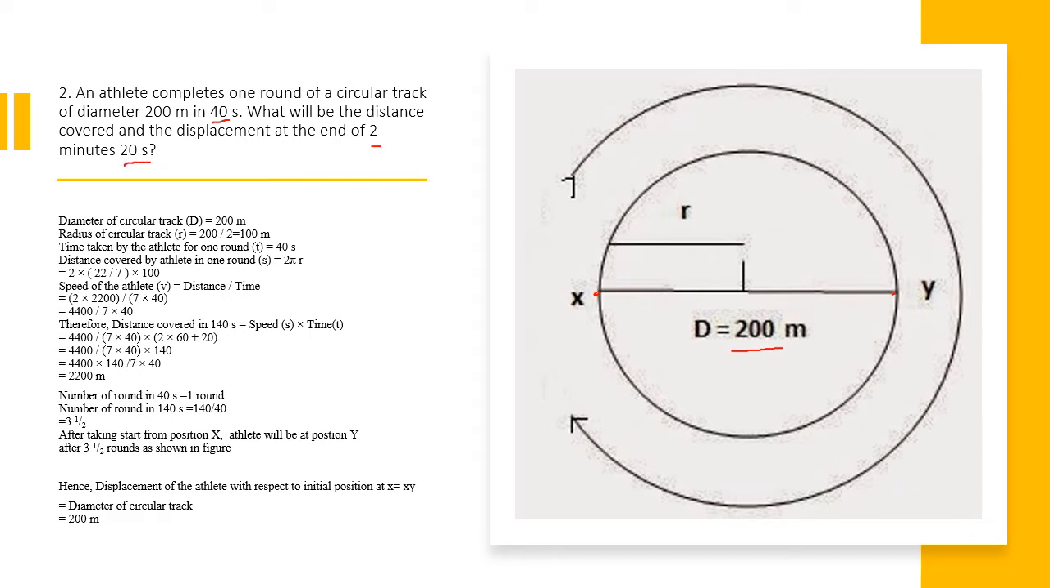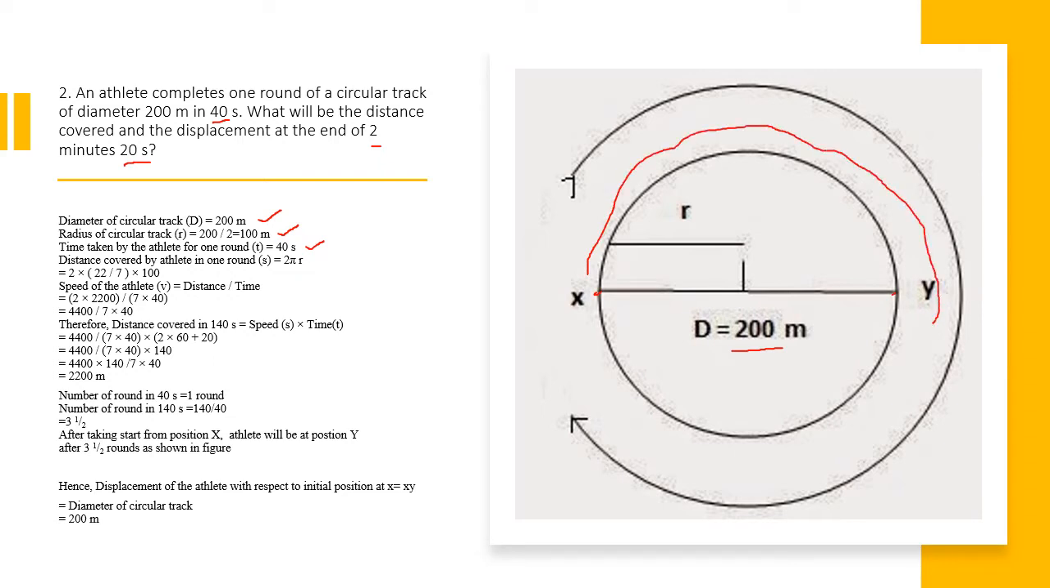Now, you should write all the given values. Diameter of the circular track is 200 meters. So what is the radius? Diameter divided by 2, am I right? Then radius is 100 meters. Time taken for one round is 40 seconds. So what is the distance covered? We know the formula to find the distance. For this one complete rotation, what is the distance?